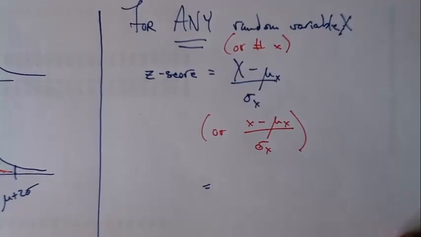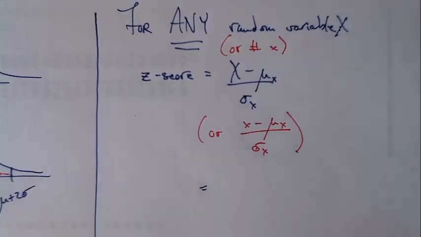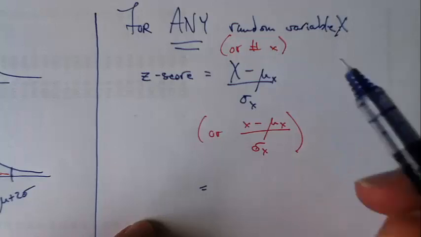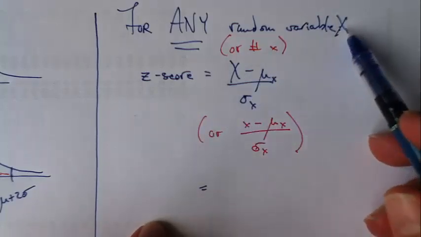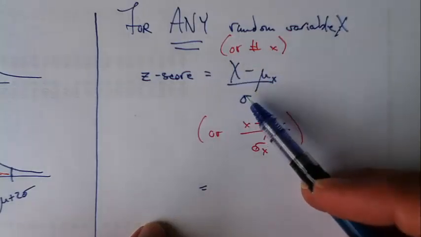Let's talk a little bit about Z-scores, or standardized scores, or standardized data. For any random variable x, be it normal, binomial, whatever you want it to be, or even any number, little x, the Z-score is defined to be, if you're talking about a random variable, the random variable minus the mean divided by the standard deviation.